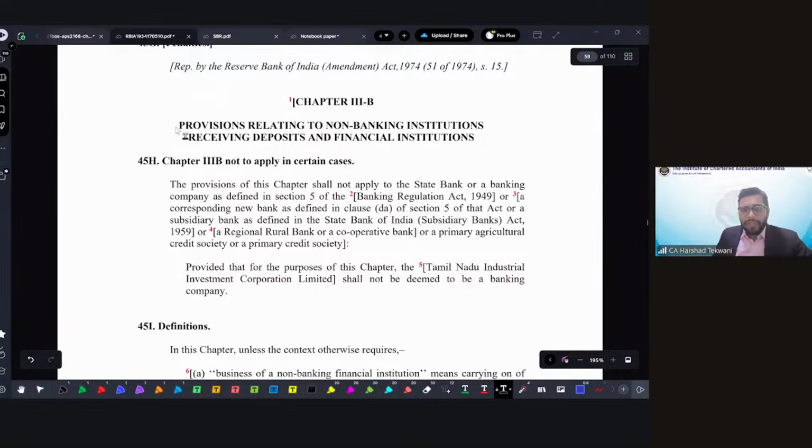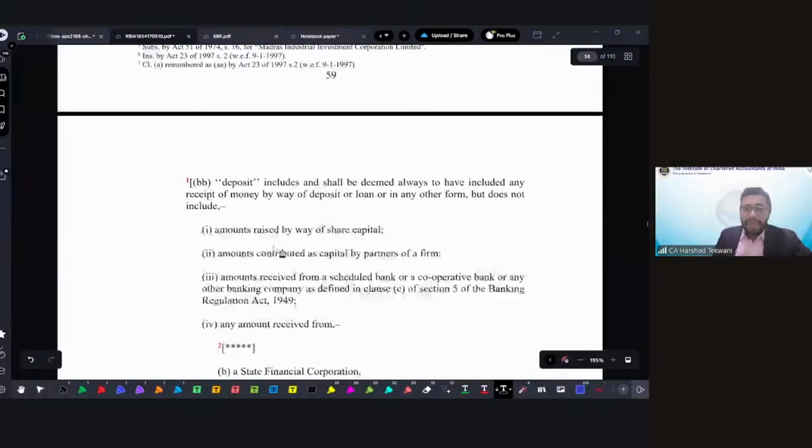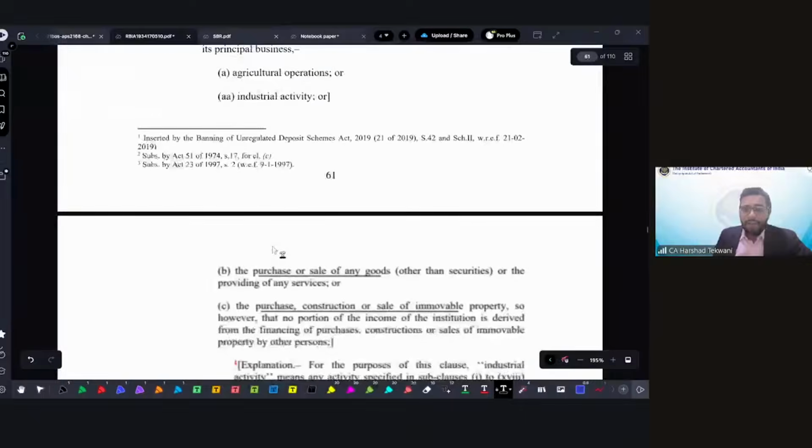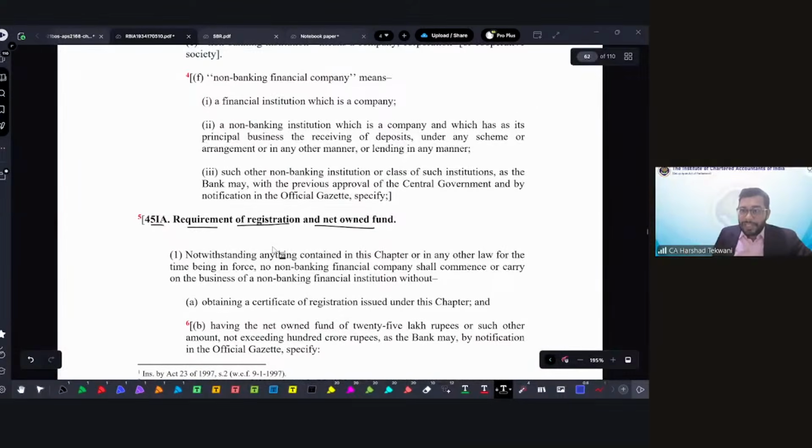Now, if we go to the start of this chapter in the RBI Act, it talks about provisions relating to the non-banking institutions receiving deposits and financial institutions. So this is Chapter 3B, which talks about provisions relating to the NBFC, and in that we have a section called 45IA, which is applicable to the registration requirements.